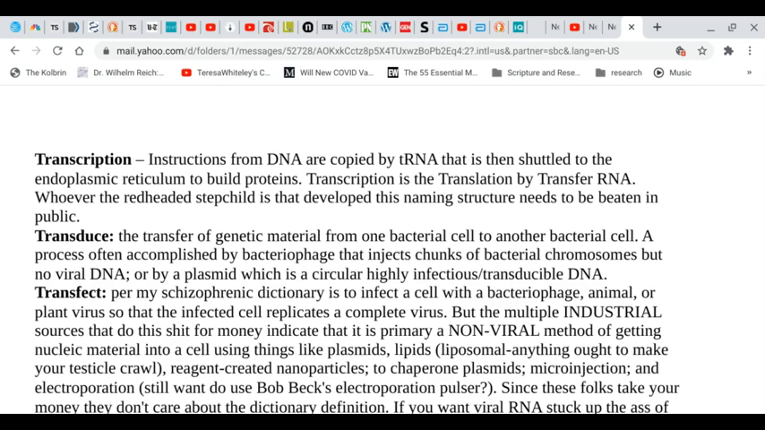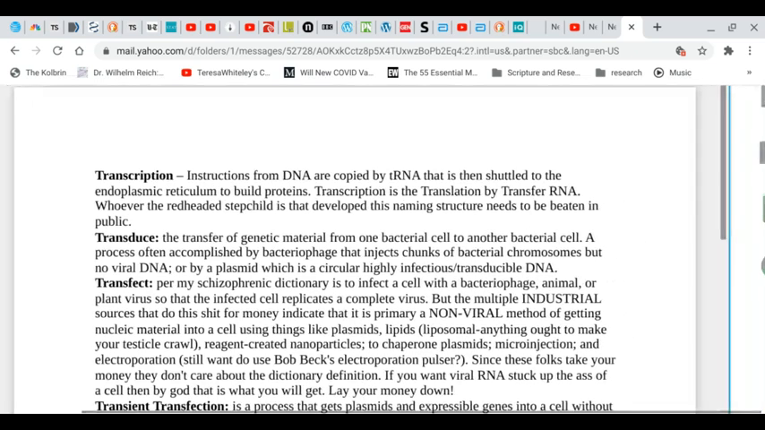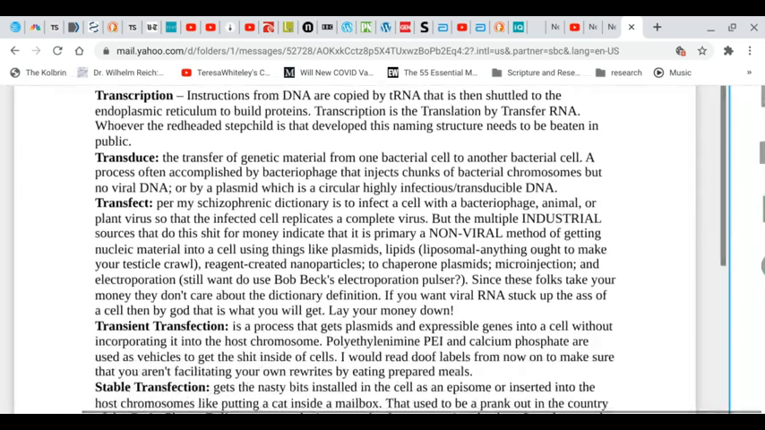Transduce: the transfer of genetic material from one bacterial cell to another bacterial cell, a process often accomplished by a bacteriophage that injects chunks of bacterial chromosomes but no viral DNA, or by a plasmid, which is circular, highly infectious, transducible DNA. Transfect, as per my schizophrenic dictionary, is to infect a cell with bacteriophage, animal, or plant virus so that the infected cell replicates into a complete virus.